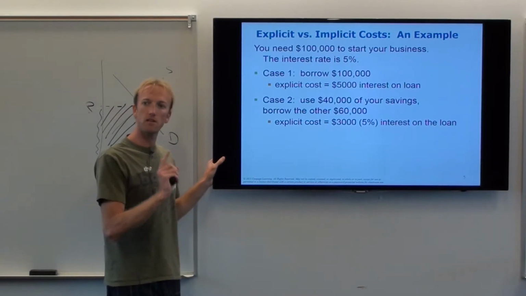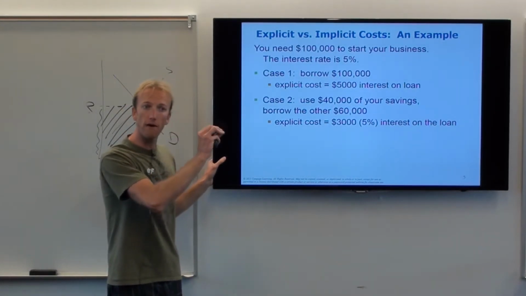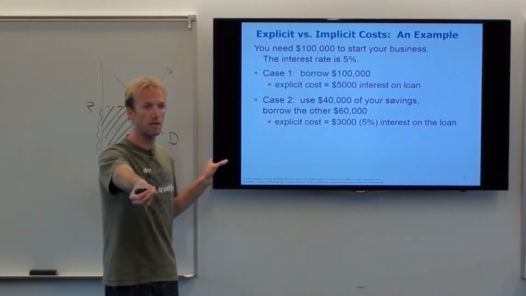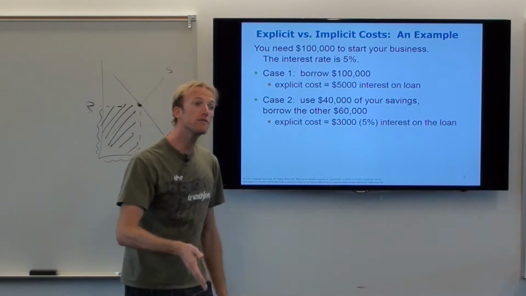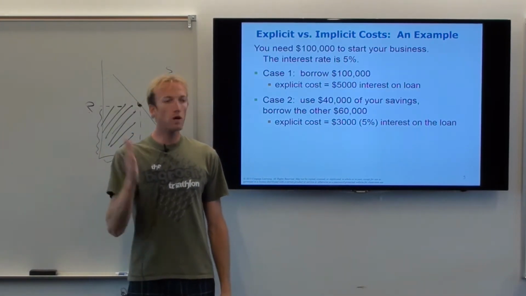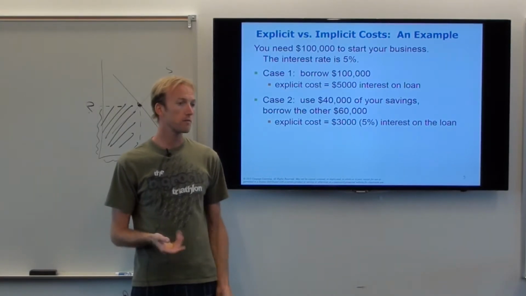But is there an implicit cost? You better believe it. Because you used that $40,000 and you put it into your factory, along with the $60,000 from the bank, you got it all together. But you could have done something else with that $40,000. What could you have done? What could you have done if you had $40,000?